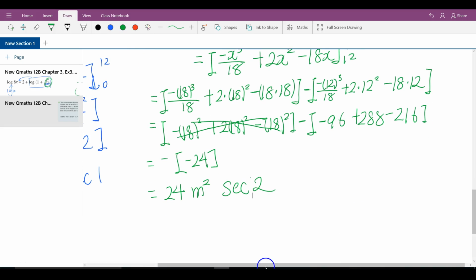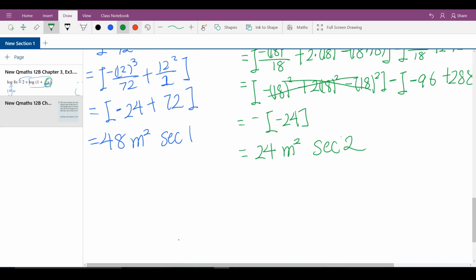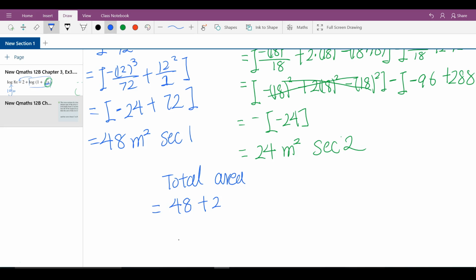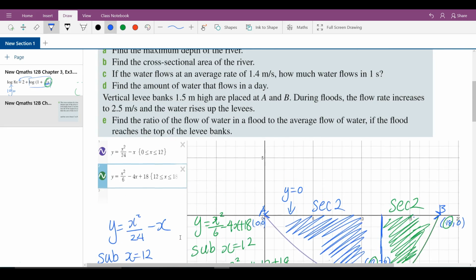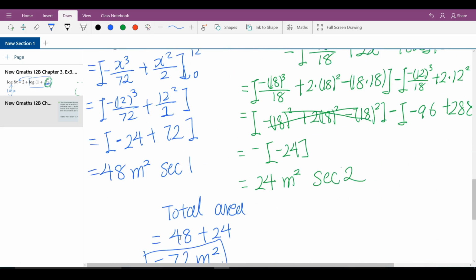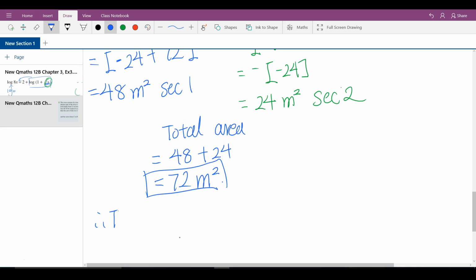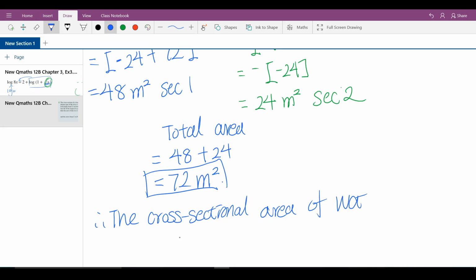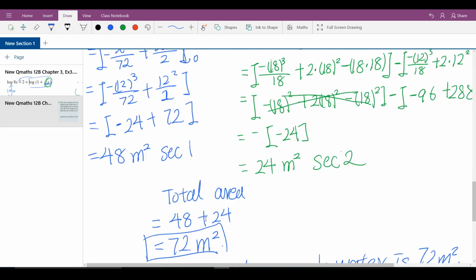To find the total cross-section area is easy. Total area is equal to 48 plus 24, which gives you 72 meters squared. So that is the answer. Let's answer the question: find the cross-sectional area of the river. Therefore, the cross-sectional area of water is 72 meters squared. Perfect. Let's keep going.